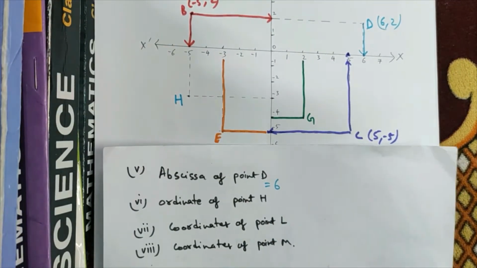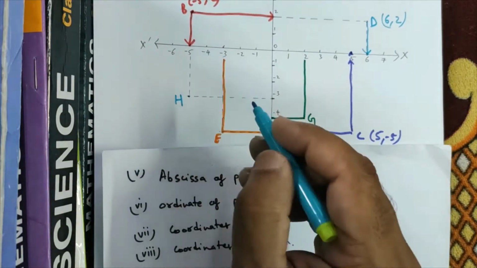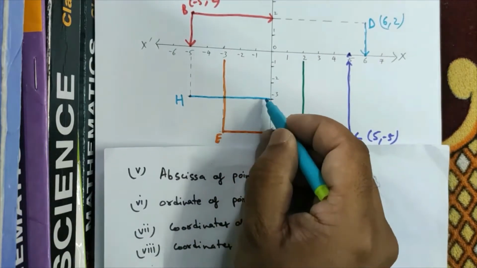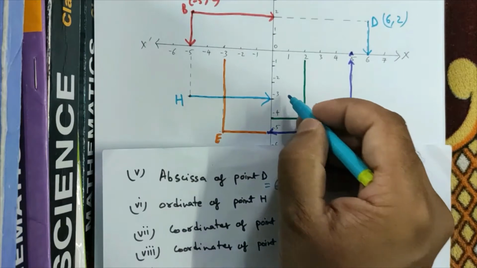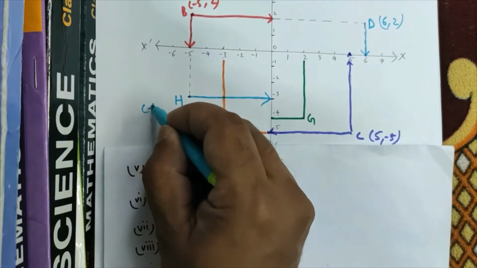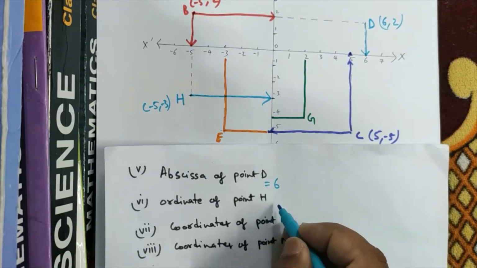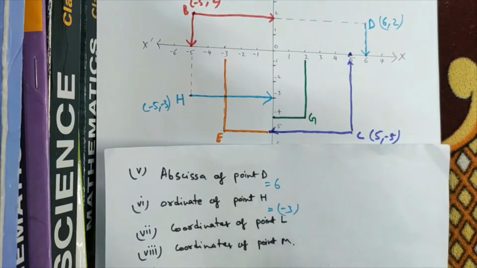Ordinate of point H. This is point H. Ordinate means the y coordinate of point H. So the y coordinate of point H is minus 3. It is basically minus 5 comma minus 3. But it is asking only the ordinate, that is minus 3.